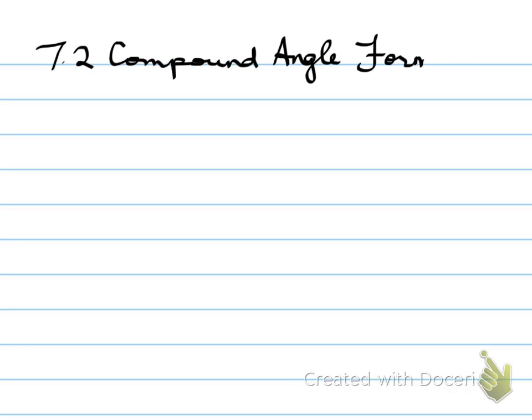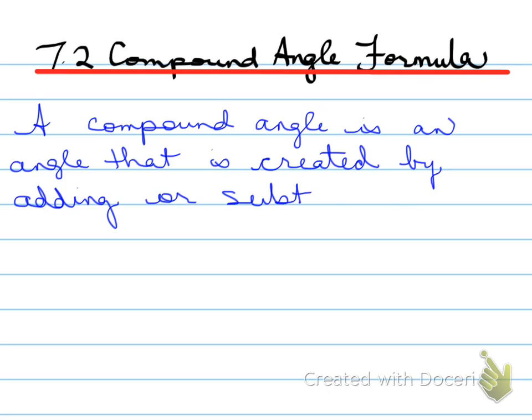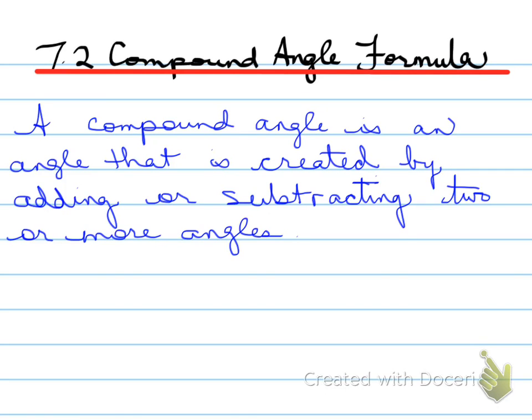Alright, 7.2 Compound Angle Formula. A compound angle is an angle that is created by adding or subtracting two or more angles. So we can use a formula to derive certain compound angles that normally we weren't able to find exact values for. So we're going to do that in this section. Also, we're going to be looking at 7.1 as well in this section.